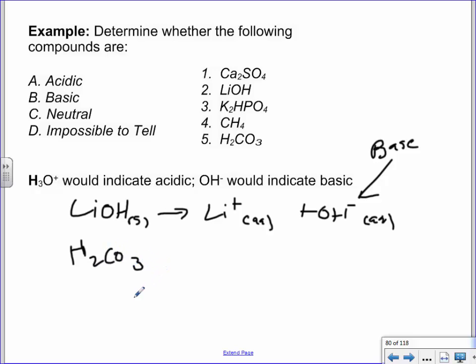H2CO3. Because you guys have some knowledge on this, you're probably looking at it going, it's an acid. Why would you think it's an acid based on previously learned stuff? Because it starts with hydrogen. But we need a better rule than just starts with hydrogen. It needs to be able to produce hydronium. So, first question, is this an ionic or molecular compound?